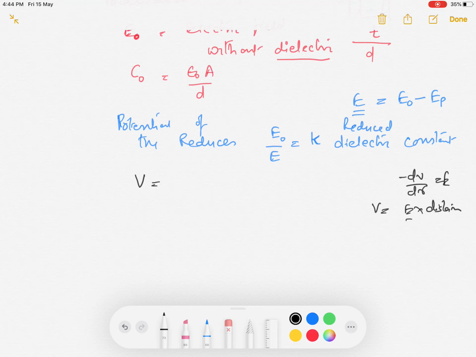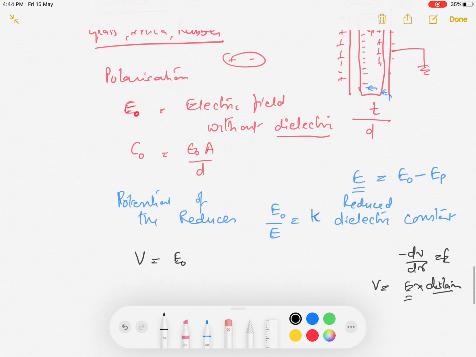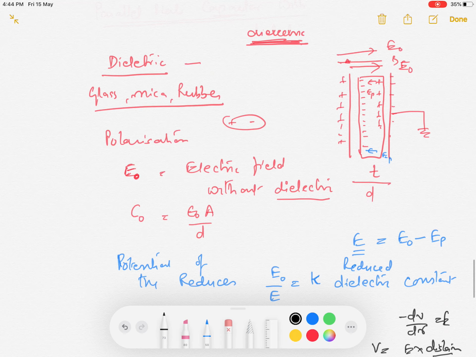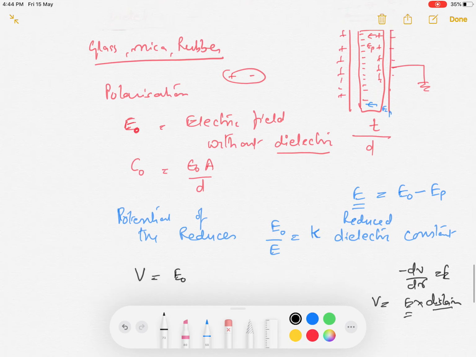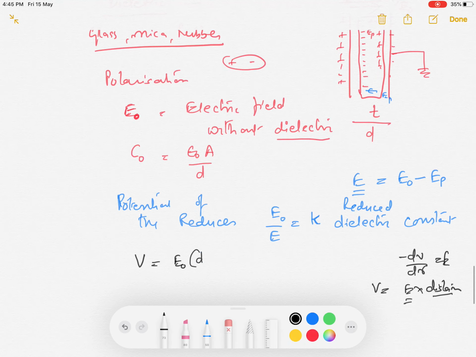Please try to understand this. It will be the product of electric field into distance. We will use E0 for the air medium, the space that is left of air: E0 into, pay attention, d minus t. d was the total distance, t was the thickness, so this much space is remaining. So it will be E0 (d minus t) plus, due to the dielectric, the reduced electric field.